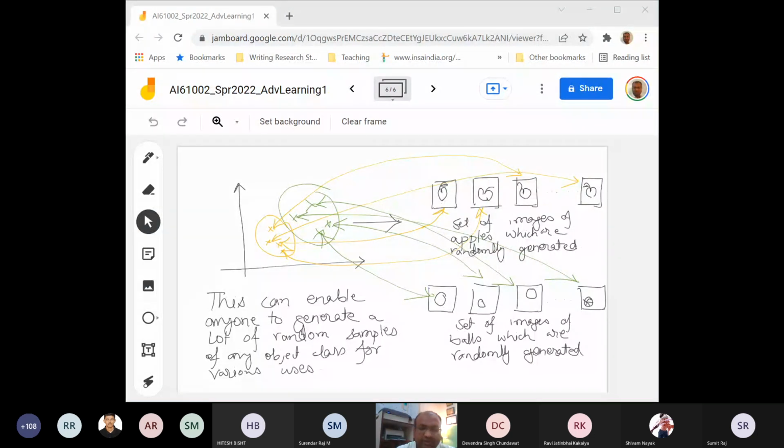Now, what more can you do? You can do deepfakes plus. But deepfakes are still where you're trying to morph somebody else's face or somebody else's expression on some other person.